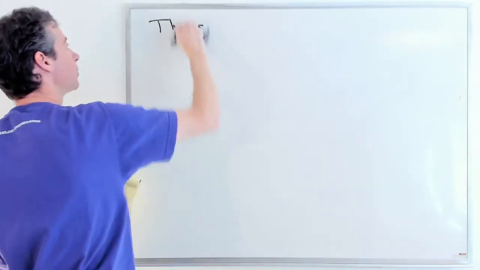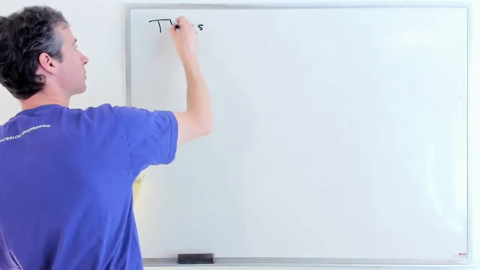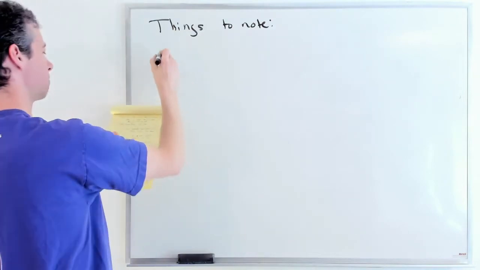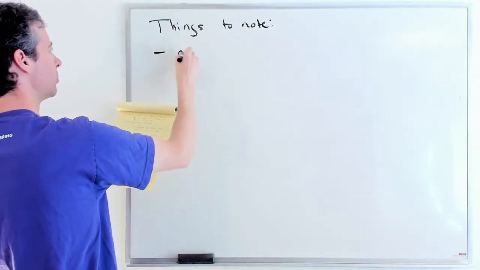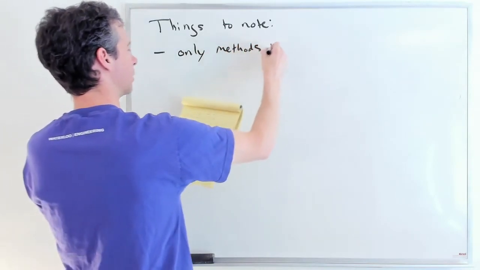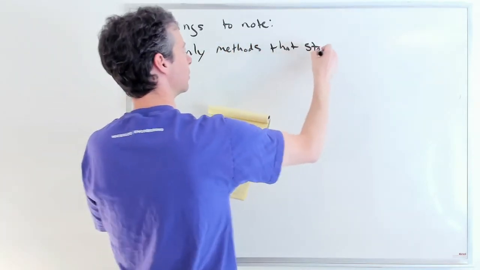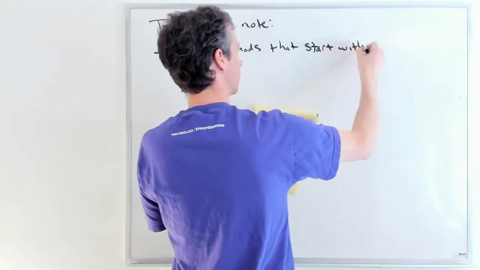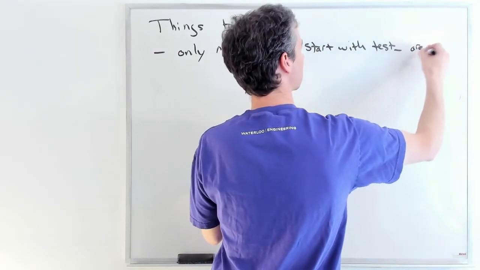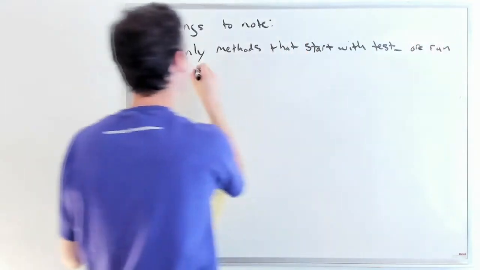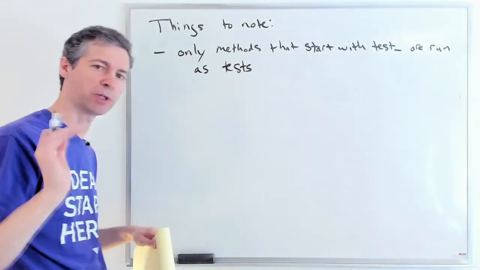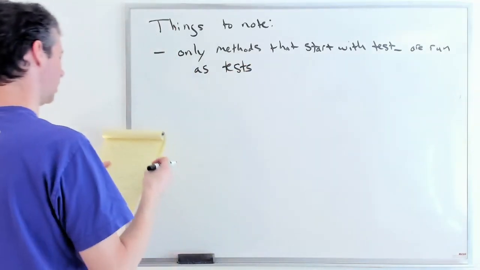It's not a very well written thing, but there are things to note about Minitest. I've already mentioned this, but we'll put it on the board. Only methods that start with test underscore are run as tests. So these are all sort of entry points. Each one of them will be run as a test.